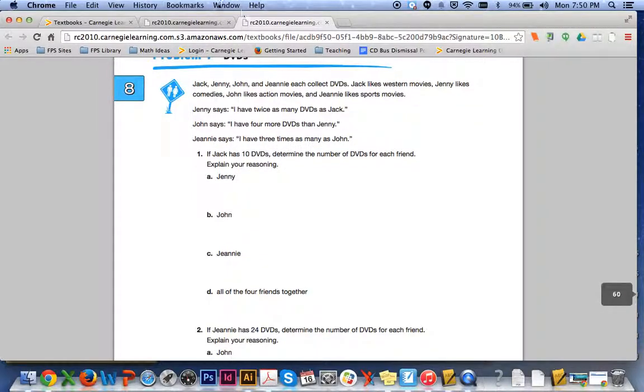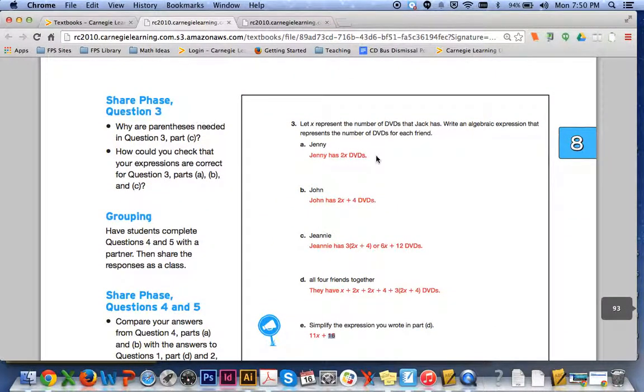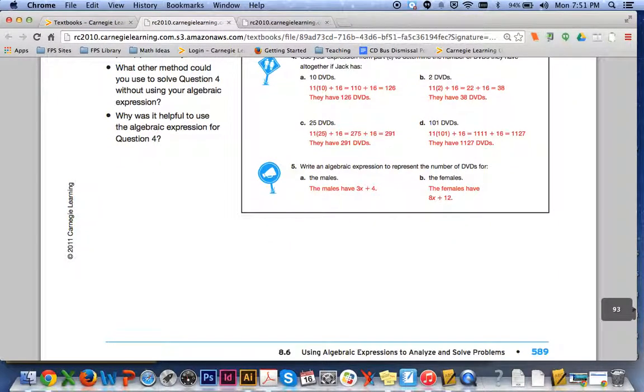So if we think about those expressions that we had before, Jenny had 2x DVDs. Janine had 3 times 2x plus 4, or 6x plus 12 DVDs. So you have to put those two together. So 2x plus 6x is 8x plus 12. So that would be the female. And for the male, Jack had X DVDs, and John had 2x plus 4 DVDs. So combined would be 3x plus 4. And there you can see the solutions there.